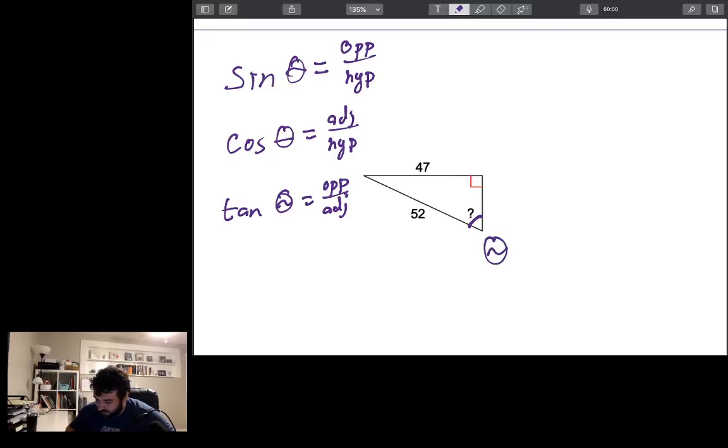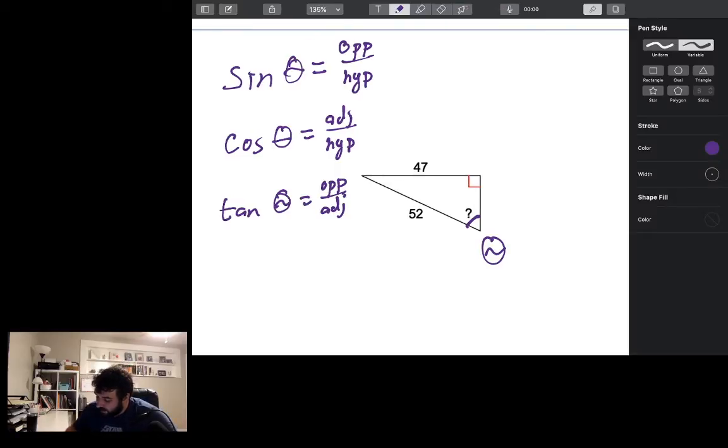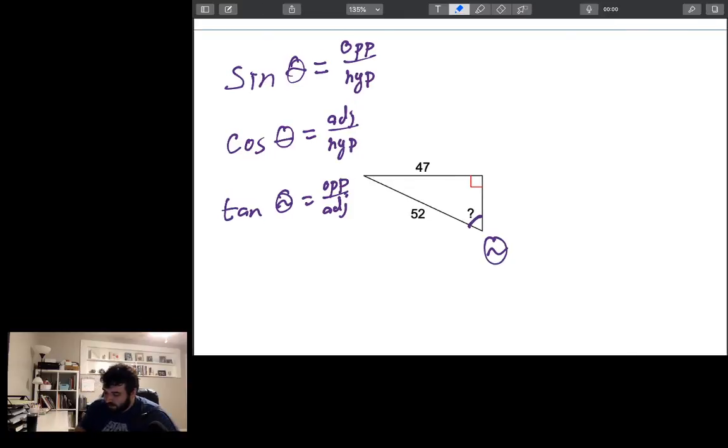So I'm going to throw my theta here, which lets me go ahead and label everything else. We'll change a little bit of color. So across from the right angle, as always, is my hypotenuse. The other side that makes up theta is going to be the side we call the adjacent, and then left over is the opposite. We want to use the trig function that you have information for, and in this case, I've got opposite and hypotenuse, so that means I'm going to use my sine function.